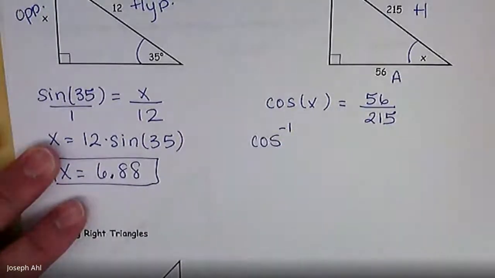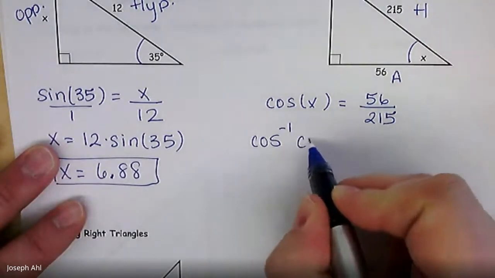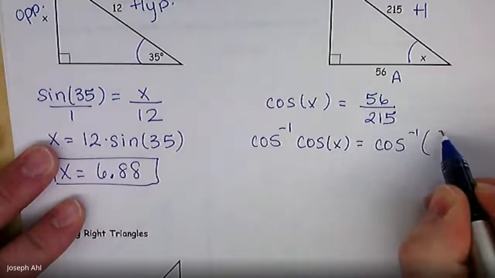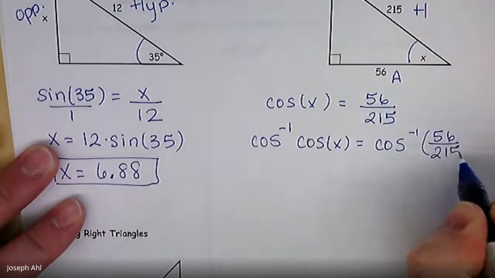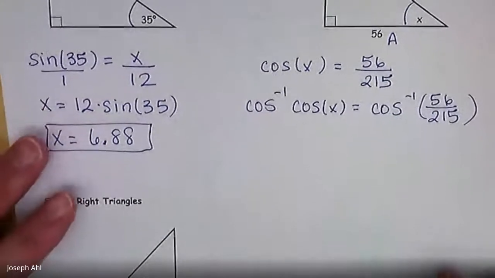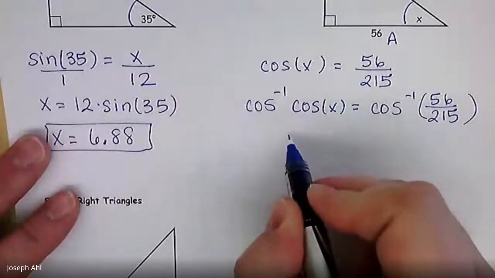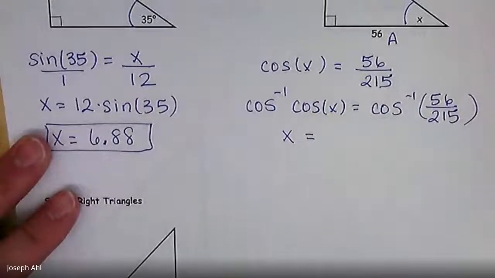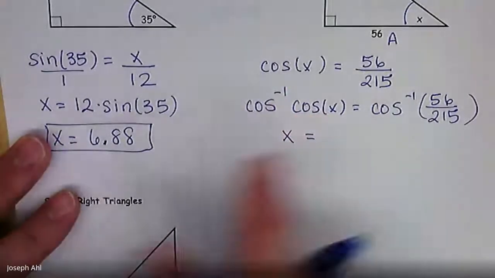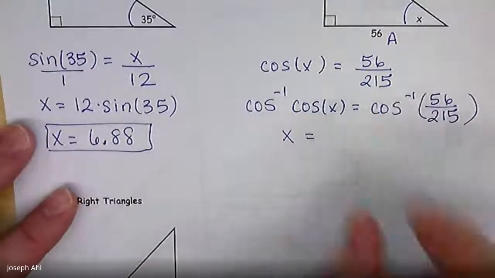And this might sound familiar from last year anyway. If you do cos to the -1 of cosine x, well, whatever I do to the left side, we have to do to the right side as well. So I would write cos to the -1 of 56 over 215 here. Cos inverse of cosine x is just x. So this is the inverse function that undoes the function cosine. Then what I have to do is just type in this ratio on the calculator.